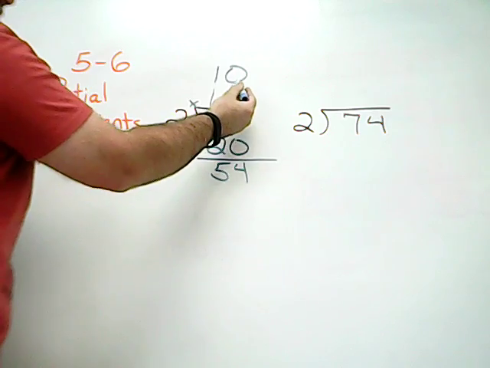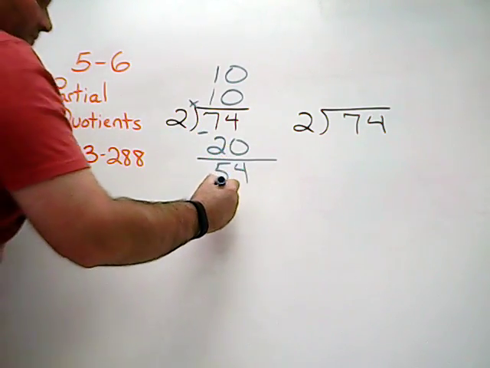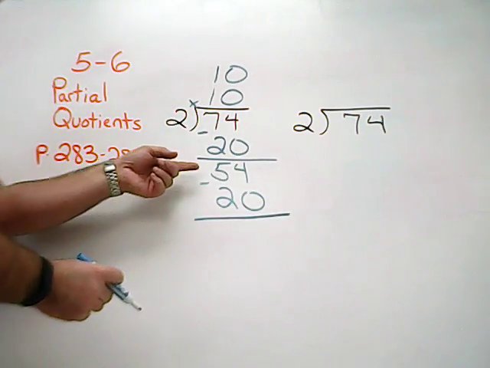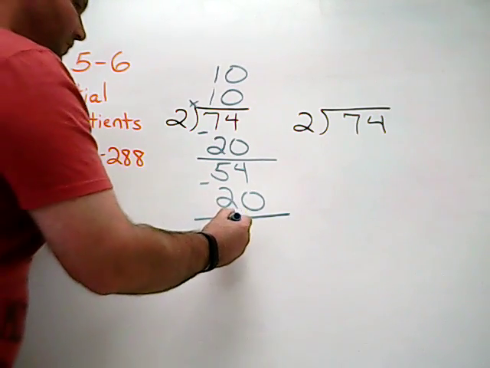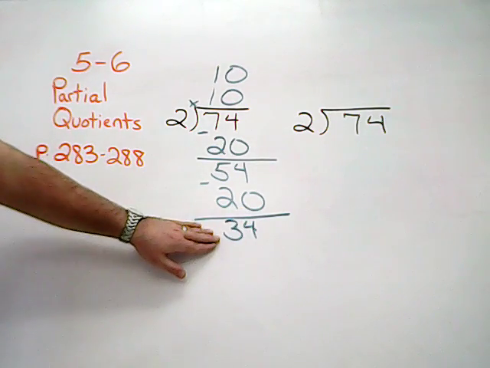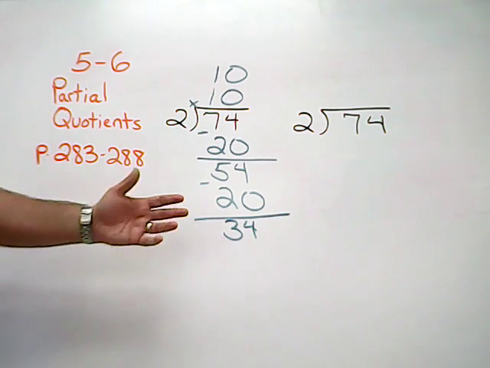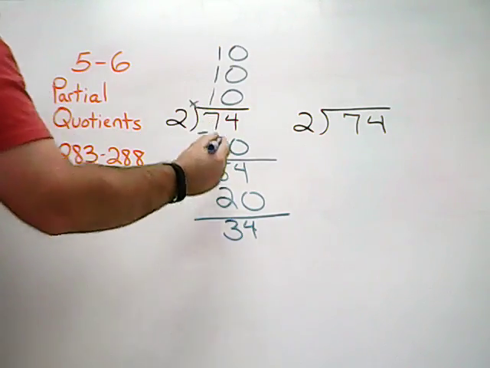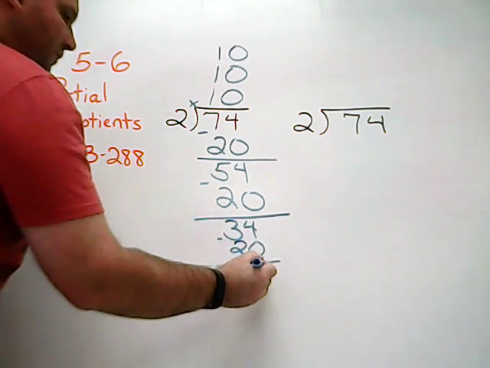I put my second 10 above the first one. 10 times 2, again, is 20. Okay, easy enough. I'm going to take my difference between my 54 and my 20, and I'm going to be left with 34. Still, way too much left here. I know I have more work to do. Well, 10 seems to work, so let me keep going with 10. 10 times 2 again is 20. And when I take my difference, I'm left with 14.